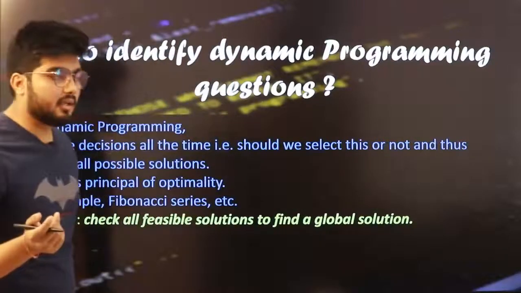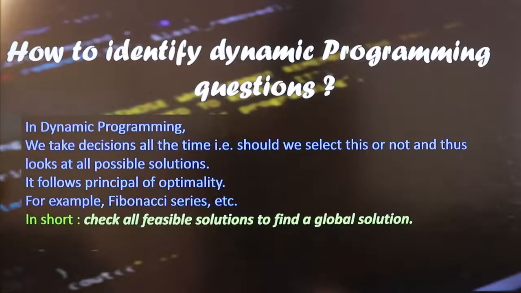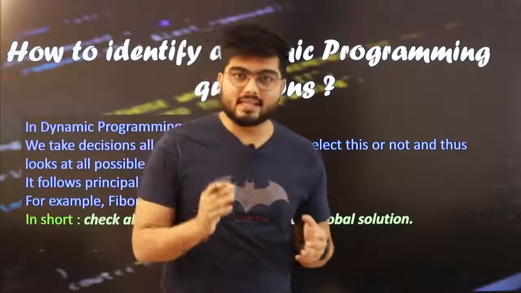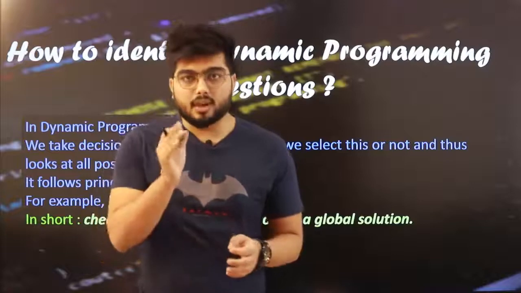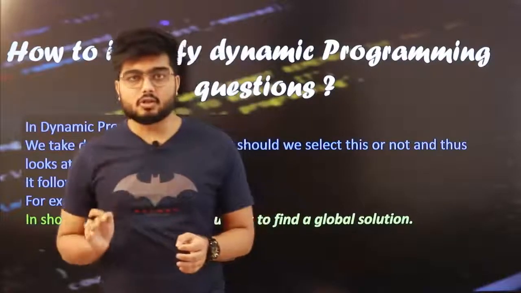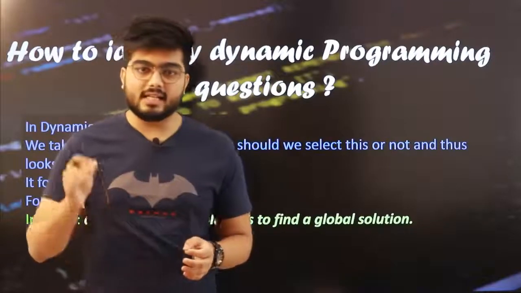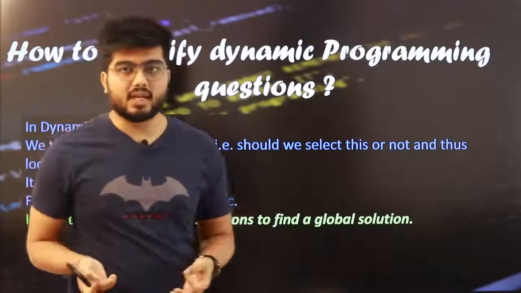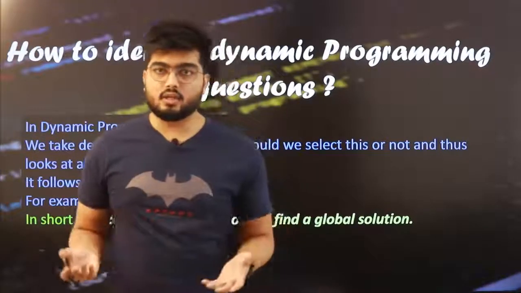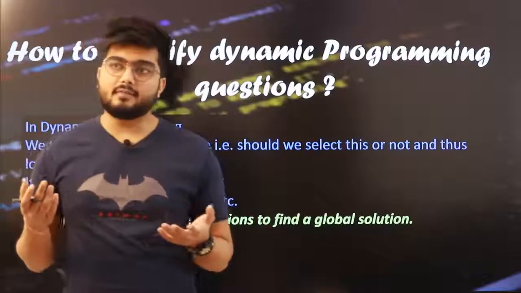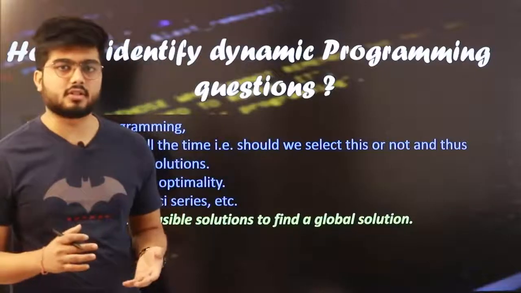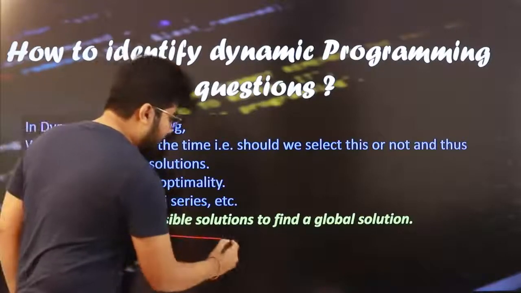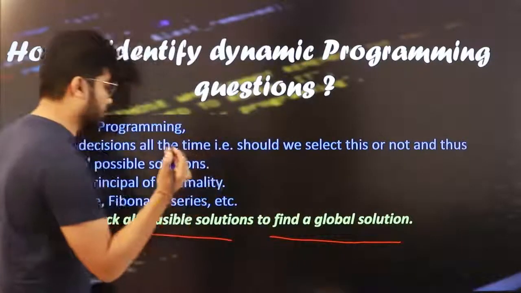Now what is dynamic programming? In dynamic programming, basically you keep taking decisions all the time. So for every item you have to either select it or reject it. And to put it another way, you will look at every possible solution. You're going to see all the feasible solutions for that particular question and check whether this is the best answer or not. We have so many examples, whether it's 0-1 knapsack, subset sum, or matrix chain multiplication (MCM), and then we have unbounded knapsack and lots more. We are going to see all those things. So the bottom line is that all feasible solutions lead to finding a global solution.